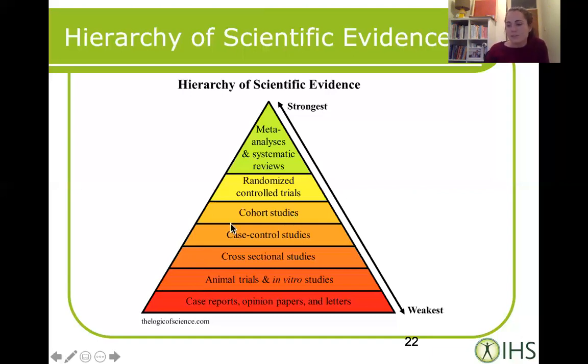Then we have these three types of studies here. These are called observational studies, and they're a really important part of epidemiology. Cross-sectional studies, in terms of observational, we're observing people, so they're done on humans. Cross-sectional studies look at a specific moment in time, and a lot of the time they can be done by a survey.